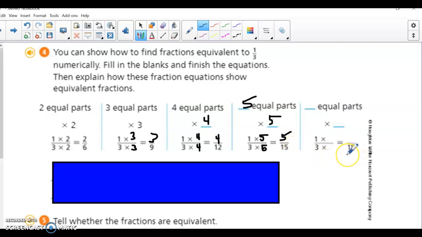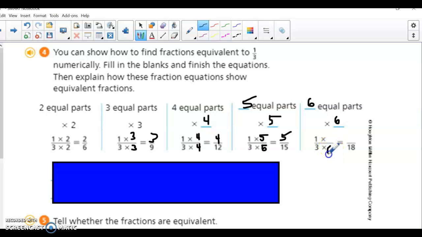Pause it now. See if you can figure this one out. What's going to go in these empty boxes? We know we want to get to 18. Pause it if you need to. I'm guessing most of you probably didn't even need to do that. You quickly wrote it in. You're seeing the pattern here, right? We're going to move up to 6. We're going to break it into 6 equal parts.